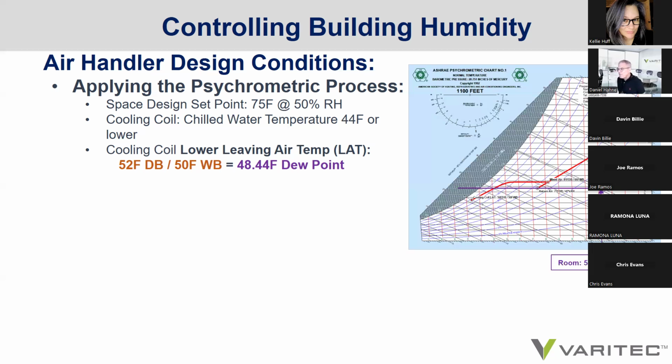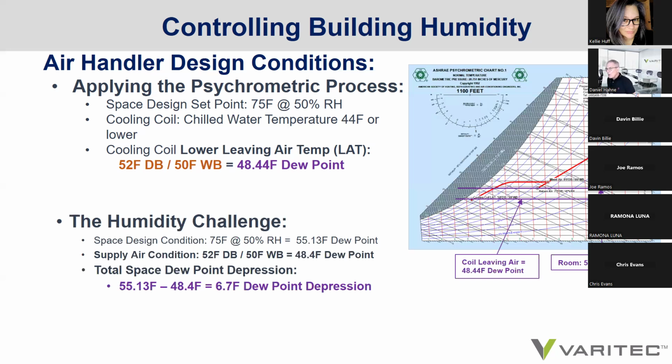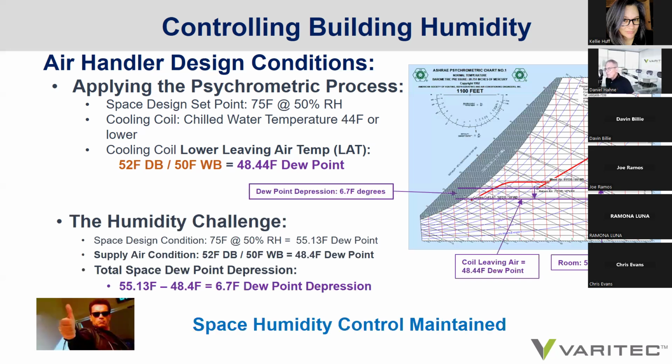We can easily find that condition at 53.13 on the psychrometric chart. We draw now the dew point line through the leaving air condition on the chart, and we notice that now the building humidity can be controlled at 6.7 degrees dew point depression. So that offers you a better solution.